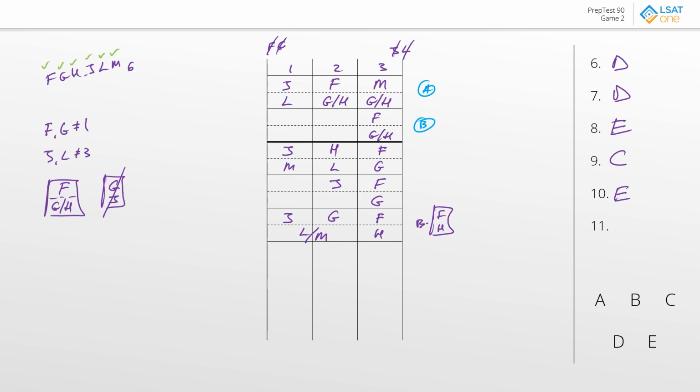Lastly, number 11. Which of the following, if we subbed it in for the rule that J and G cannot be together, would have the same effect? So we're trying to replace effectively this rule over here.